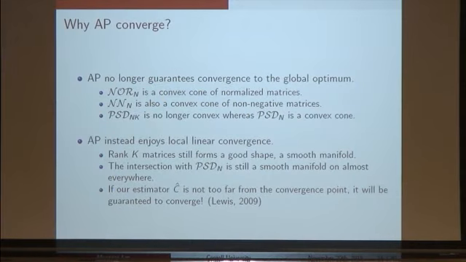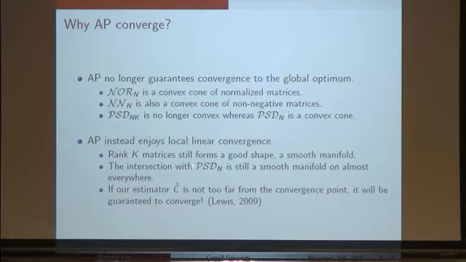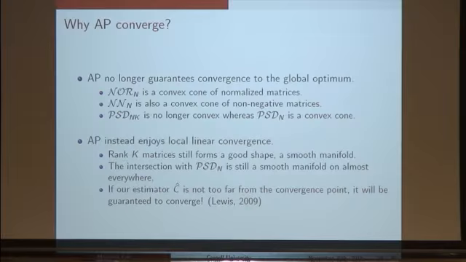There's a mathematical proof in my paper, but roughly speaking, here is only the intuition. The set of rank K matrices still forms a not-bad shape, which is a smooth manifold. And the intersection of the convex cone and the smooth manifold is still a smooth manifold in almost every rare sense. So long as our estimator is not too far from the convergence point, it is guaranteed to converge. This is one of the theories from Adrian Lewis's 2009 paper.